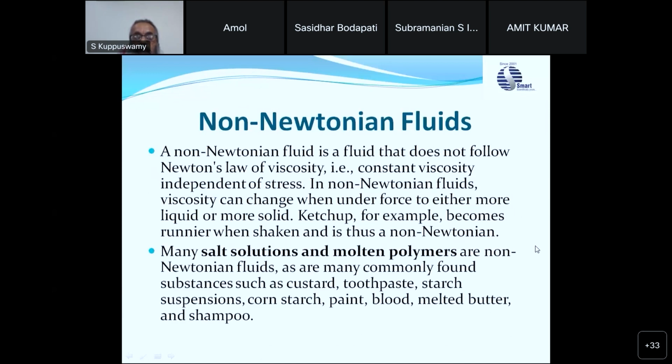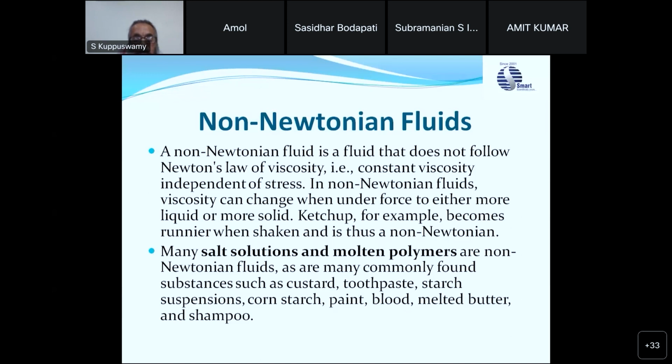Now, what is non-Newtonian fluid? The opposite of Newtonian fluid is non-Newtonian fluid, right, Ajay? Yes. A non-Newtonian fluid is a fluid that does not follow Newton's law of viscosity, that is, constant viscosity independent of stress. So in non-Newtonian liquids, viscosity can change when under force to either more liquid or more solid. Tomato ketchup, for example, becomes runnier, thinner when shaken and is thus non-Newtonian. It does not follow Newton's law of viscosity.